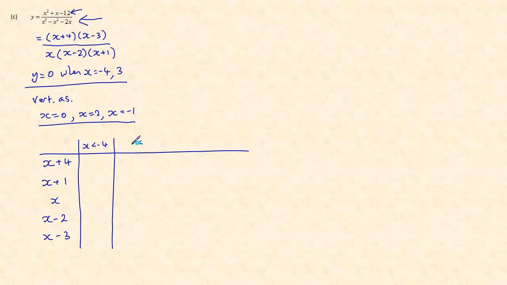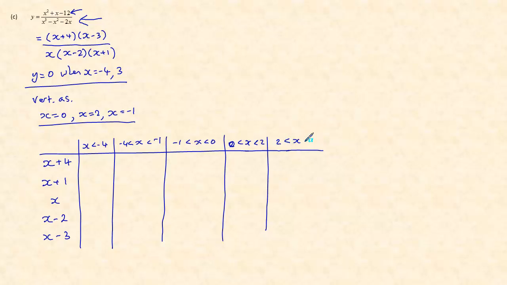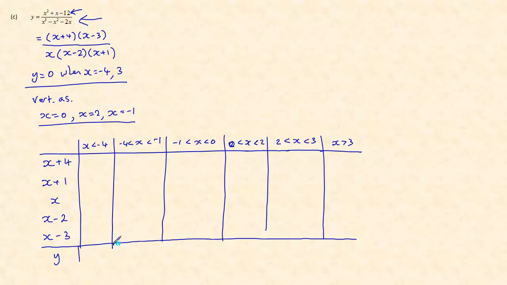Then we'll need to look at x being between negative 4 and negative 1. Then between negative 1 and 0. Then we're going to be between 0 and 2. And then between 2 and 3. And then x is more than 3. And of course the whole point of doing that is we want to know what happens to the overall function y.